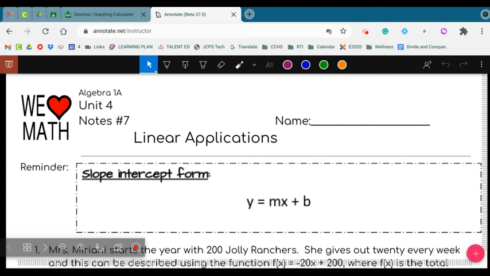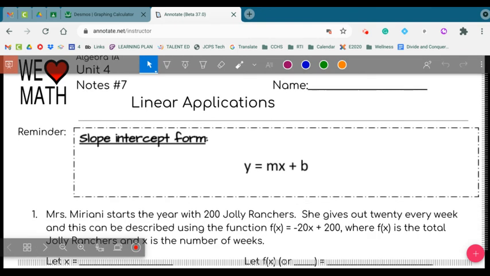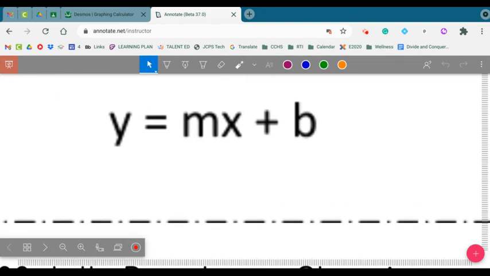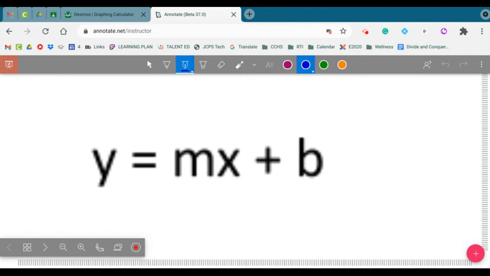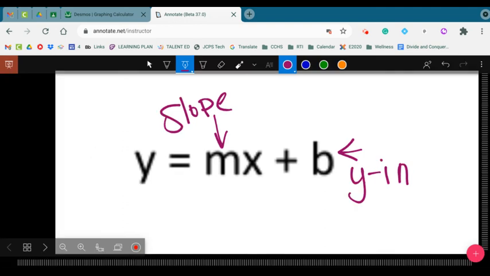Okay, today we're going to do Unit 4, Notes number 7, which is our linear application. So what we want to go over first is our slope-intercept form. Slope-intercept is our y equals mx plus b, where m is our slope, because it's the number next to our x, and b is our y-intercept.